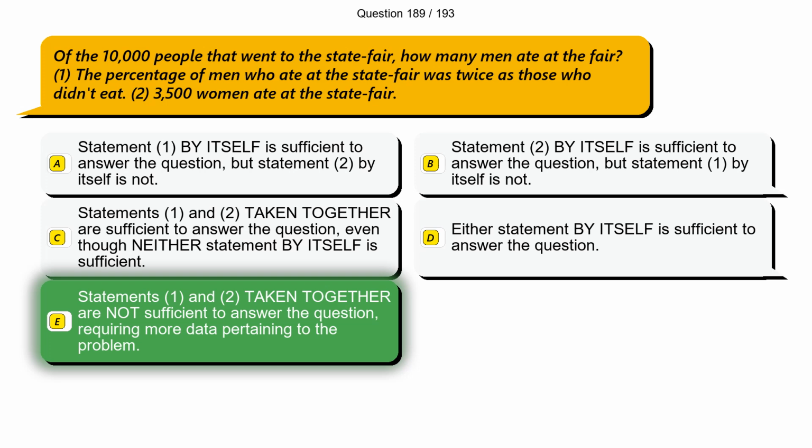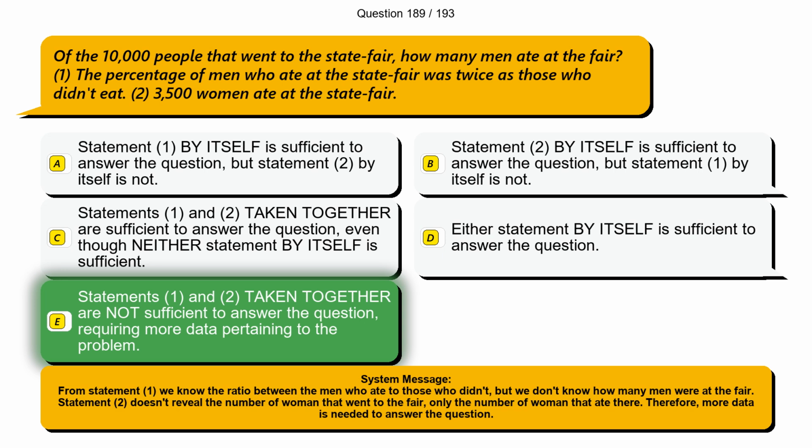The correct answer is option E. Statements 1 and 2 taken together are not sufficient to answer the question, requiring more data pertaining to the problem. From statement 1, we know the ratio between the men who ate to those who didn't, but we don't know how many men were at the fair. Statement 2 doesn't reveal the number of women that went to the fair, only the number of women that ate there. Therefore, more data is needed to answer the question.